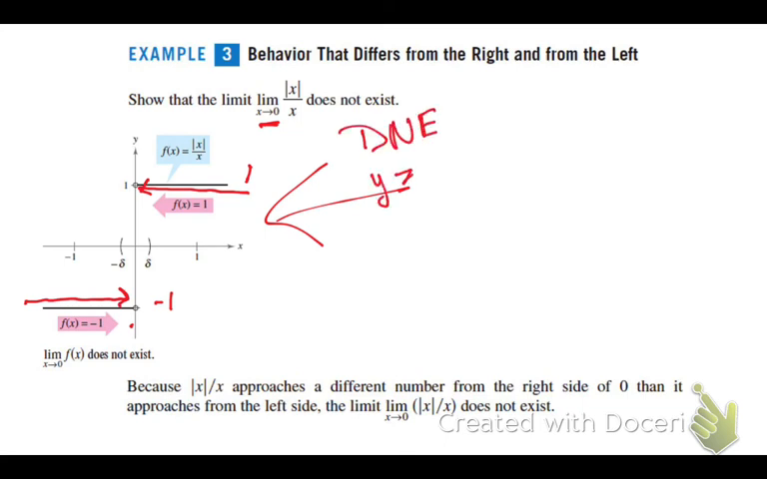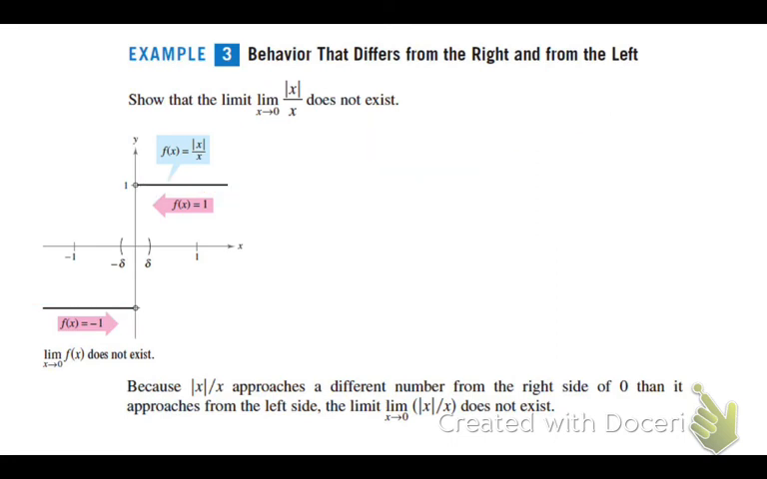y approaches two different values. Okay? Does that make sense now that you see the visual? Yeah. It was the other one I was confused about. I'm going to tell you the next one is where it gets a little tricky.